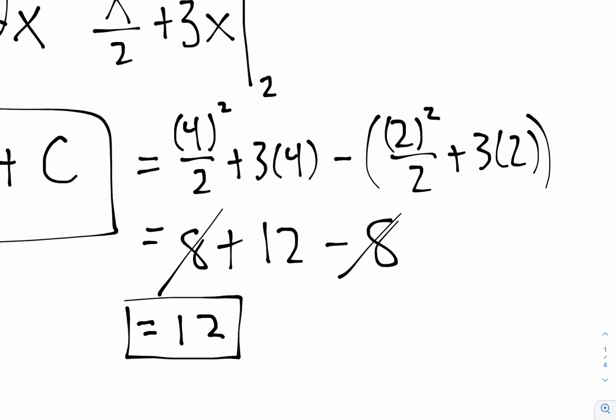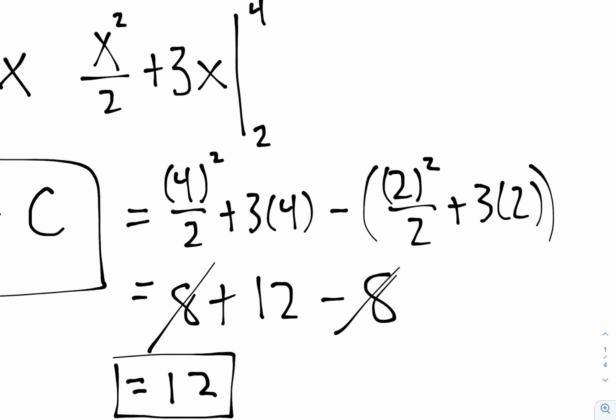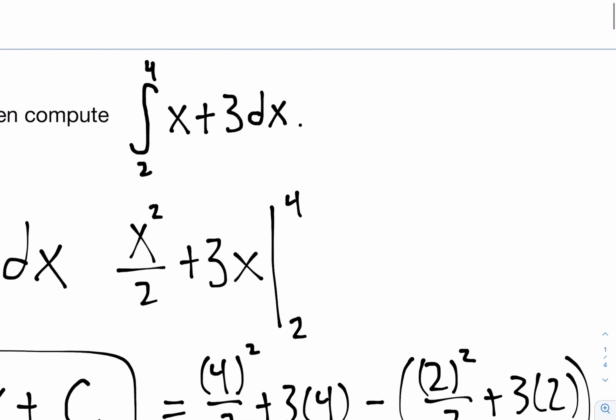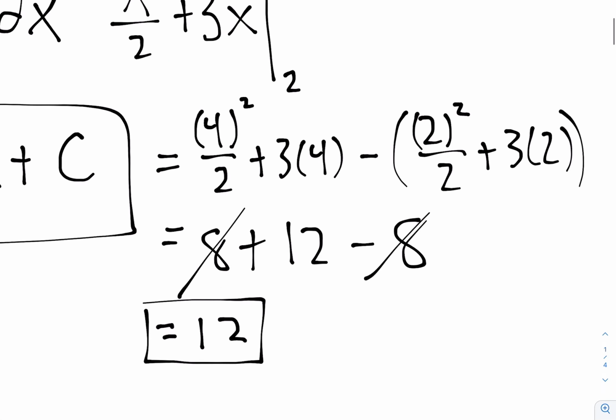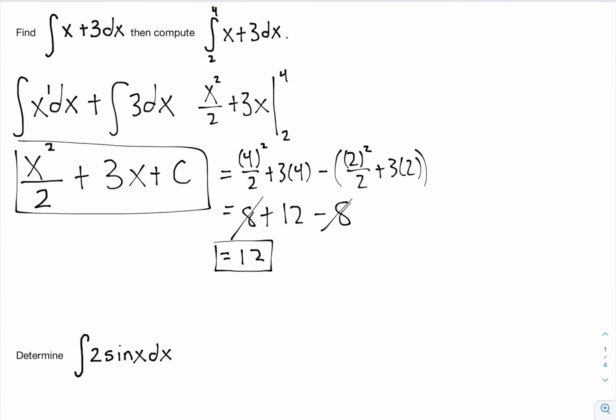So this is going to be our area under the curve x plus 3 from the x values 2 to 4. And again, we can find this answer using geometry, but calculus is a lot easier. We just use integration, substitute our values, and we're done.